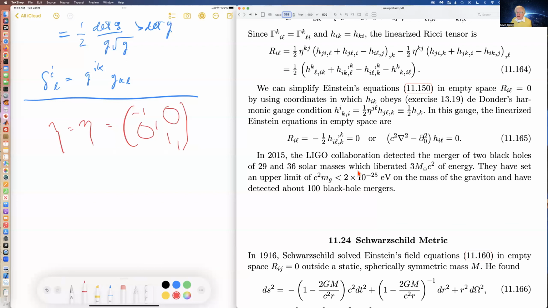By now, they've detected about 100 black hole mergers. And so this is becoming a really important form of astronomy. And this may resolve the issue of whether our universe is a bouncing universe or an inflating universe.